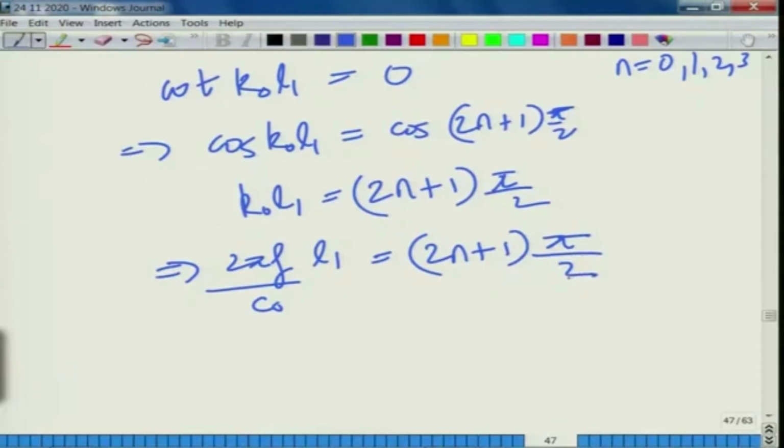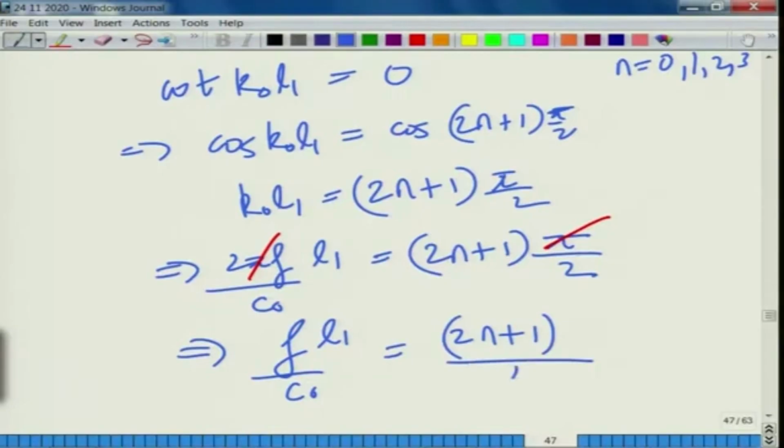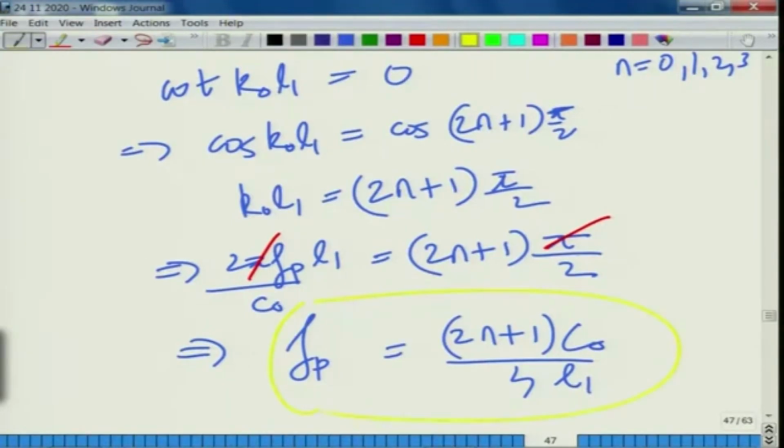So, let us start cancelling terms. Pi is cancelled, and f into L1 by C naught is equal to 2 n plus 1 by 4 here, and you can multiply both sides by C naught to get rid of the denominator, and f, let us say this is peak f p, and let us divide this by L1 further to get this. So, f p is equal to 2 n plus 1 into C naught by 4 L1. So, that is what we are going to get.